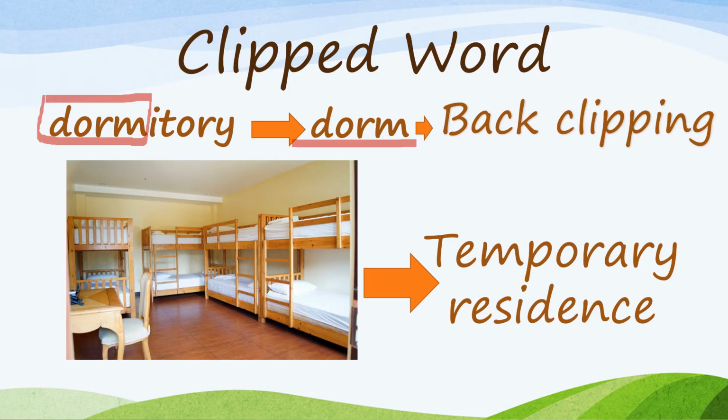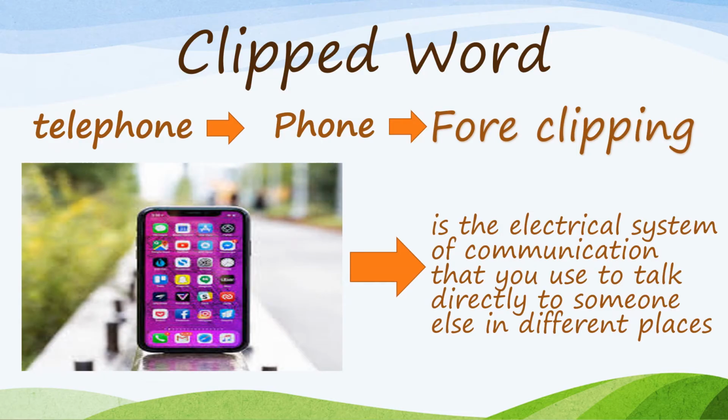Take a look at the picture. This is an example of a dormitory. The next word is telephone. What is the clipped word for telephone? It's phone, and the type of clipping used is fore clipping. Telephone is the electronic system of communication that you use to talk directly to someone else in different places.